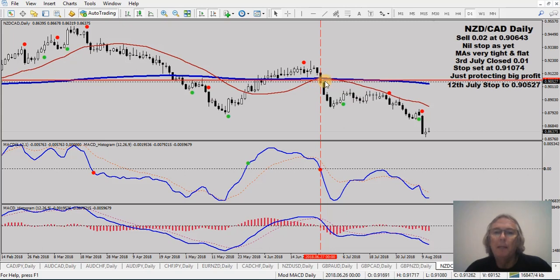Again, this is a slow moving pair, something like the Euro CAD or the Oz CAD. They don't really move that quick, so you're not going to be caught with your pants down, so to speak. Aussie New Zealand, I was in a buy here.